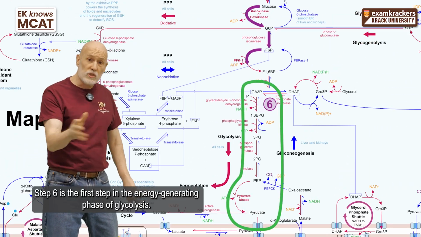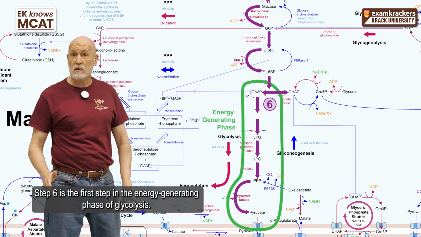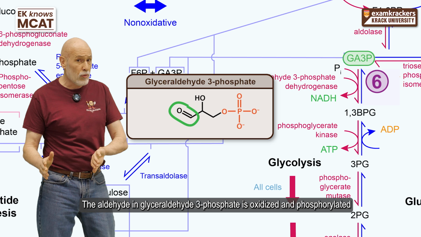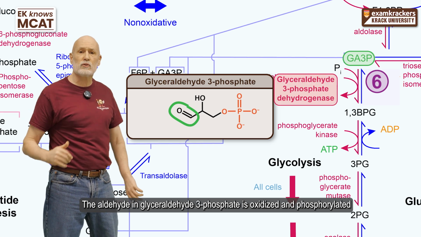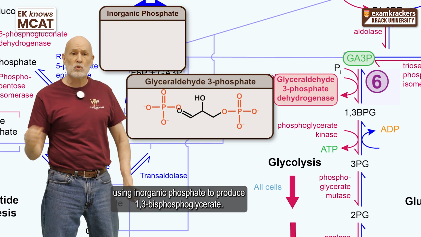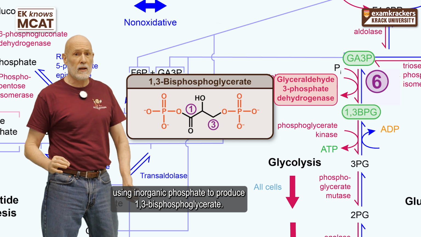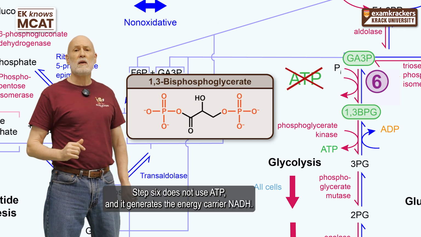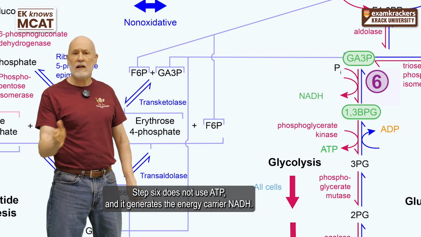Step 6 is the first step in the energy generating phase of glycolysis. The aldehyde in glyceraldehyde 3-phosphate is oxidized and phosphorylated using inorganic phosphate to produce 1,3-bisphosphoglycerate. Step 6 does not use ATP, and it generates the energy carrier NADH.